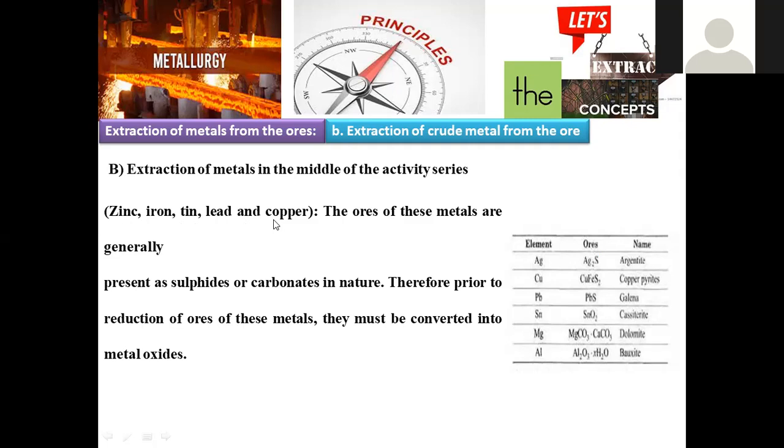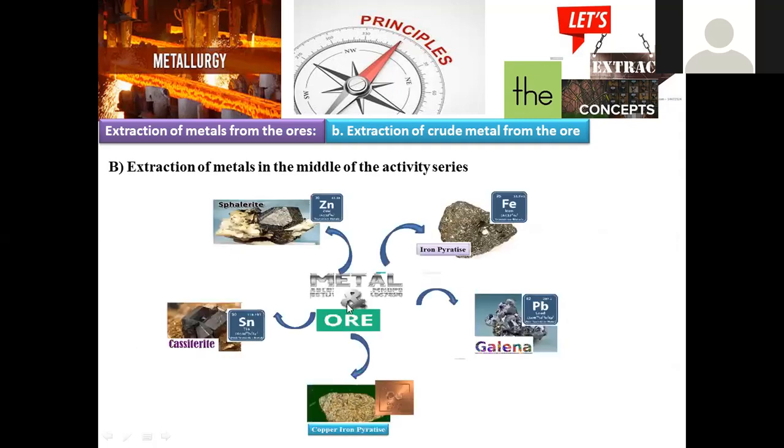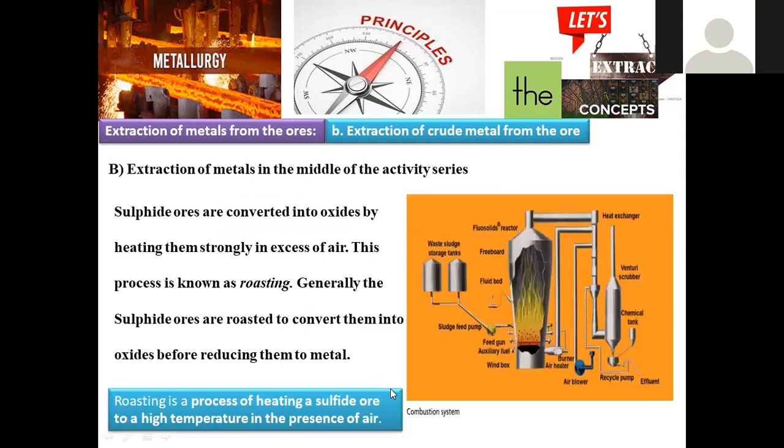When we are taking these metals, these are said to be moderately reactive ones. Zinc, iron, tin, lead, and copper, mostly these are the transition metals, the d-block elements. So when we are taking zinc, sphalerite is the ore of zinc. Iron is extracted from iron pyrites, lead extracted from the ore called galena, copper from copper iron pyrites, and tin from cassiterite. So these are the minerals, and their corresponding metal extraction was given in this slide.